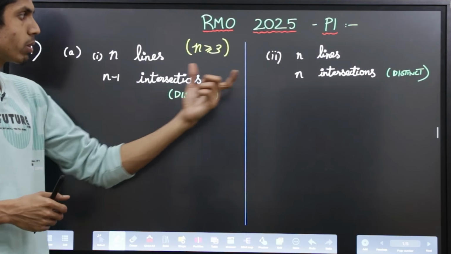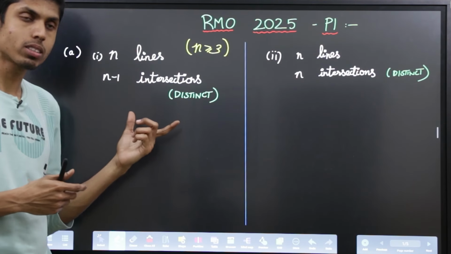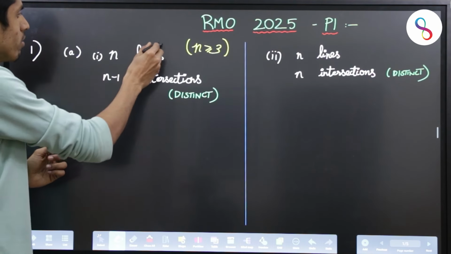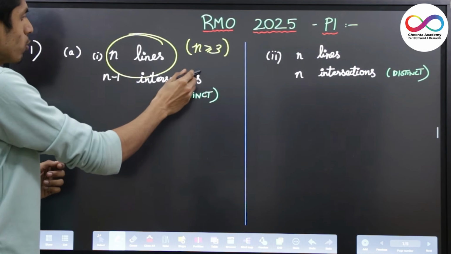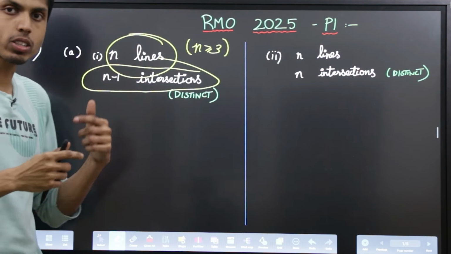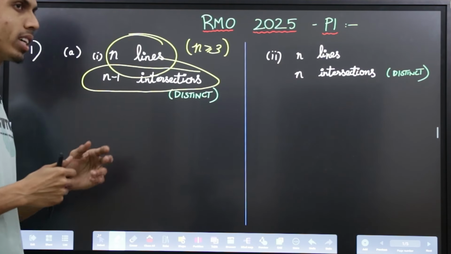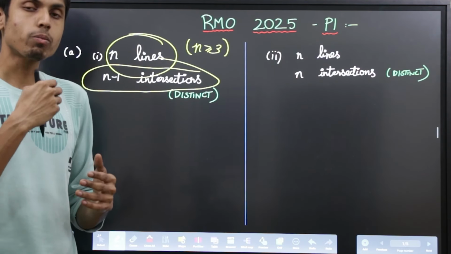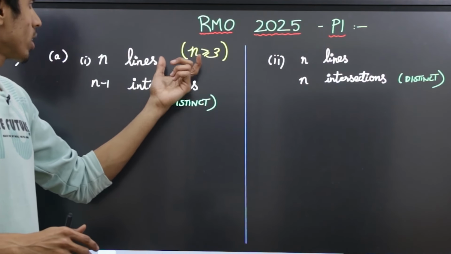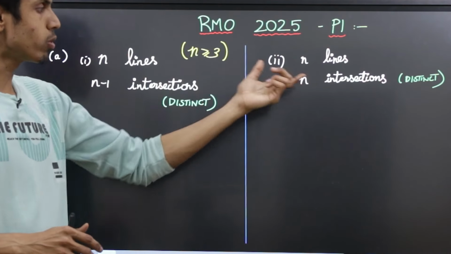Over here you have two subdivisions. So partial marks are always available. You are given n lines on the plane. You have to find configurations of those n lines in order to have n minus 1 distinct intersections of them. For example, you take 5 lines that must render 4 intersections that are distinct. And we assume the number of lines is greater than or equal to 3 for both these cases.